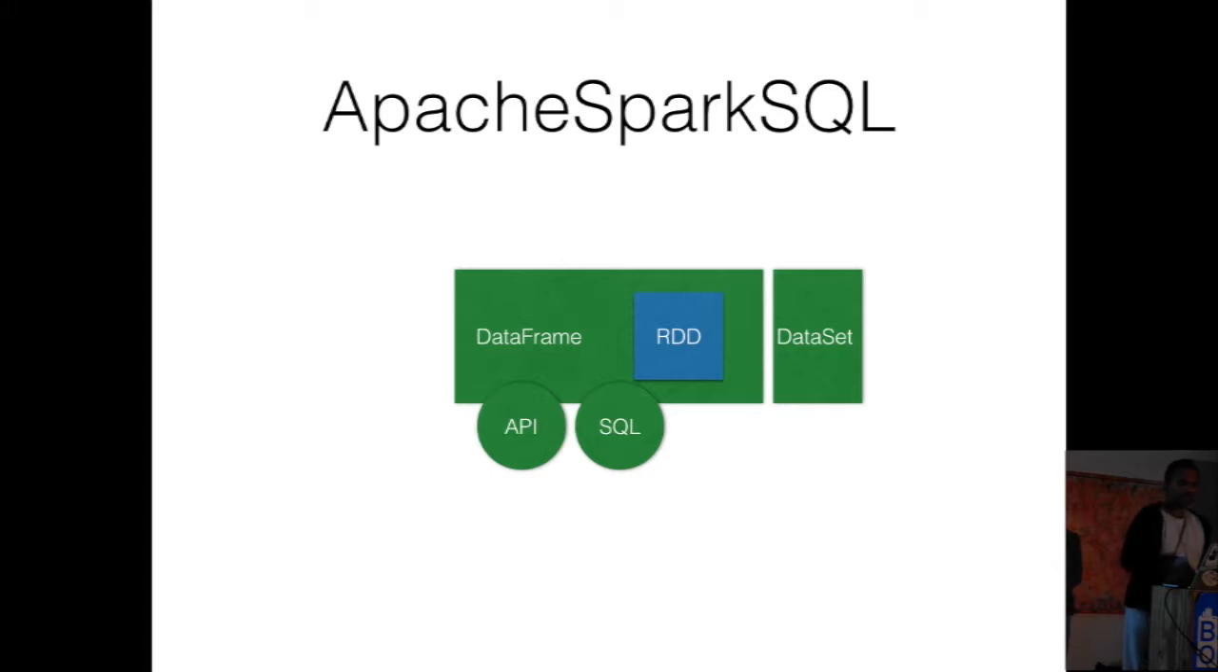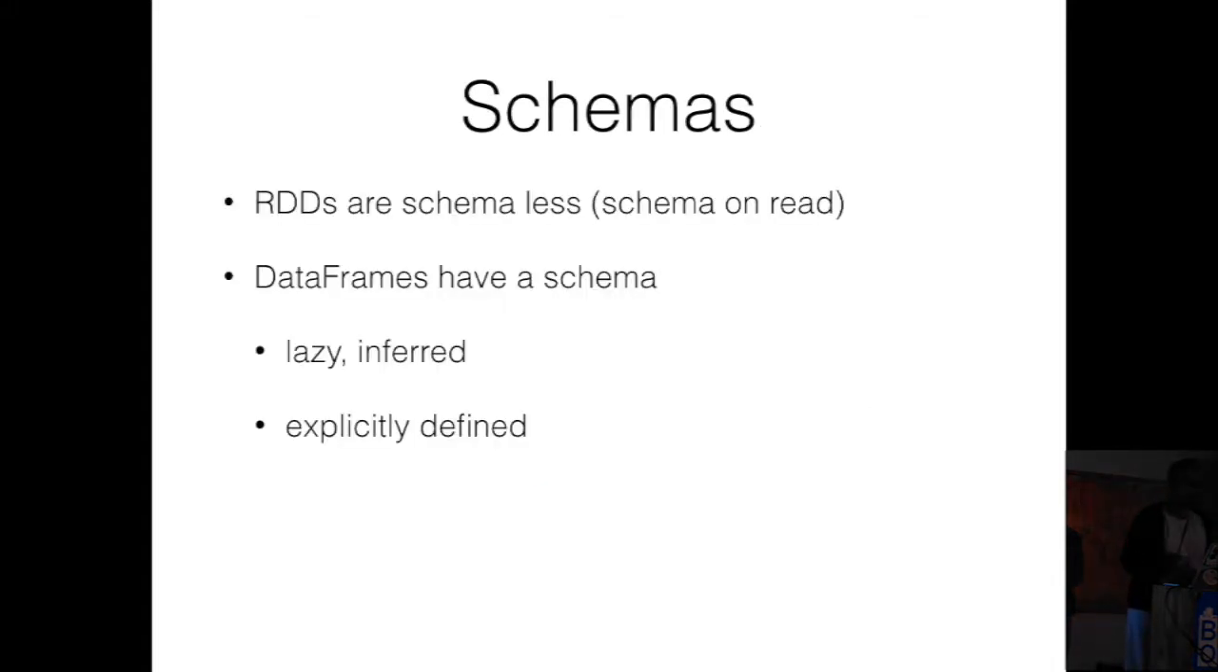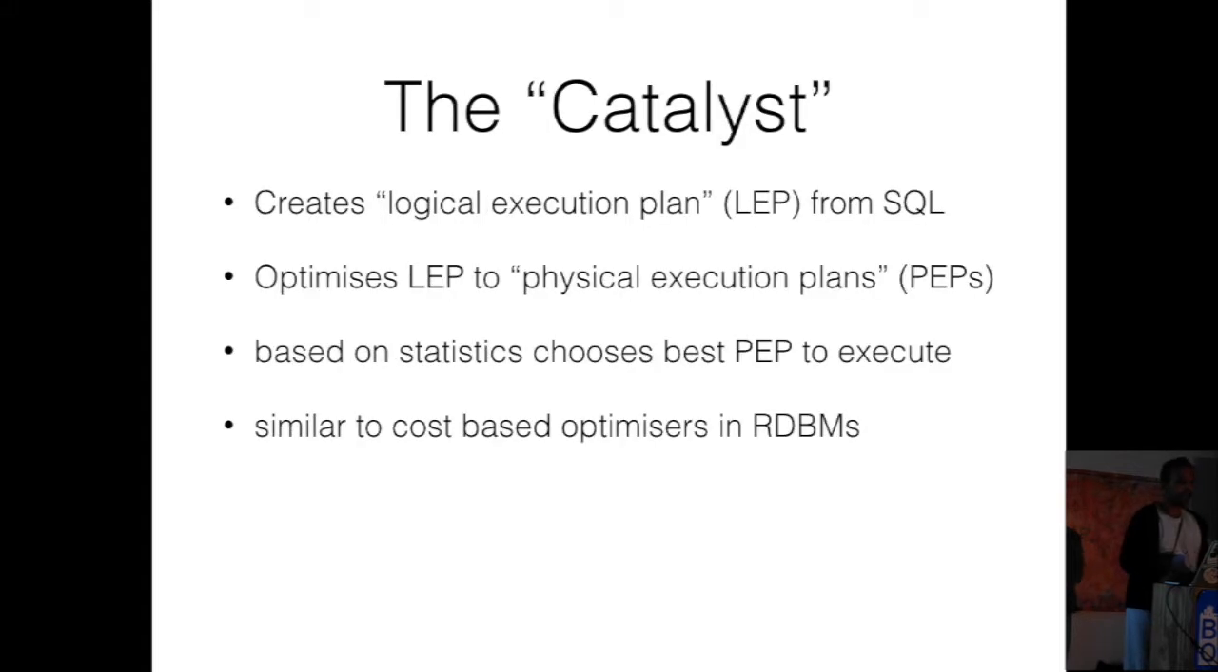There's another type which is called data set, which is specific to Java and Scala. It's a typed data frame basically. It gives some percent more performance because of the static typing. So again, schemas are supported on the RDD as well, but on data frames it's mandatory. So they have a schema, you have column names and column types. They can be inferred from the data or also explicitly defined.